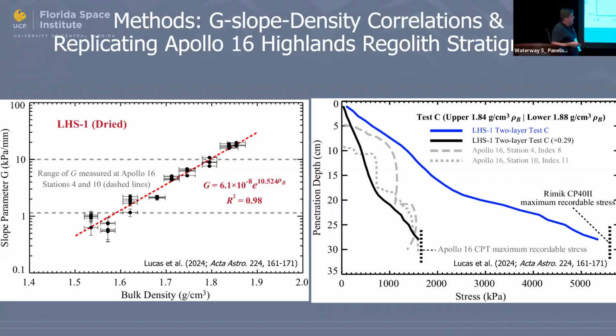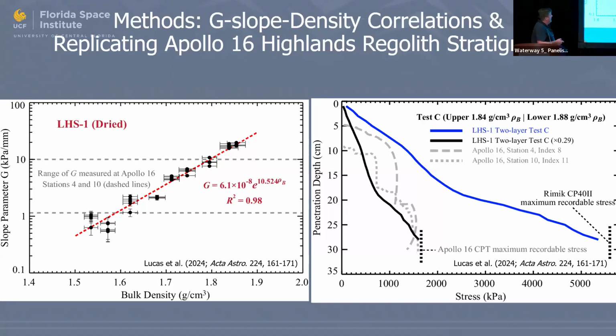And on the right, here is that packing I just showed in the previous slide, penetration depth versus stress curves. The blue is the laboratory data. The black is the laboratory data with a reduction factor of 0.29 applied in order to adjust for lunar conditions. And then the gray I've plotted is in situ data from Apollo 16, Station 4 and 10. And you can see we're replicating that stratigraphic profile pretty nicely.